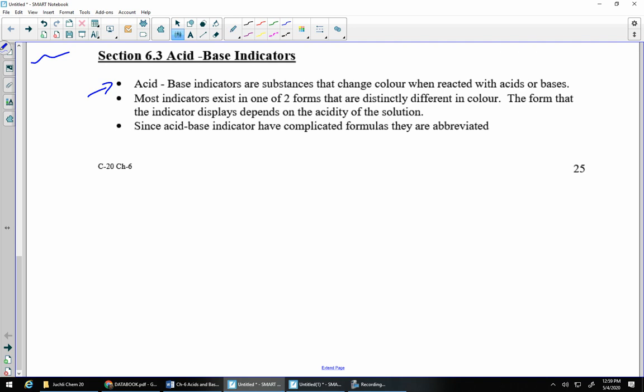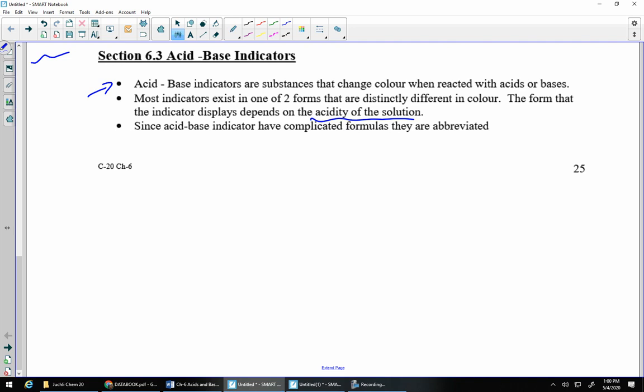Most indicators exist in one of two forms, and they're very different in color. Again, litmus, red versus blue. There are some indicators that go through even more changes than that, but we're focusing primarily on the ones that have two distinct colors. And those two distinct colors depend on the acidity of the solution, not necessarily whether it's an acid or a base, but the acidity of a solution.